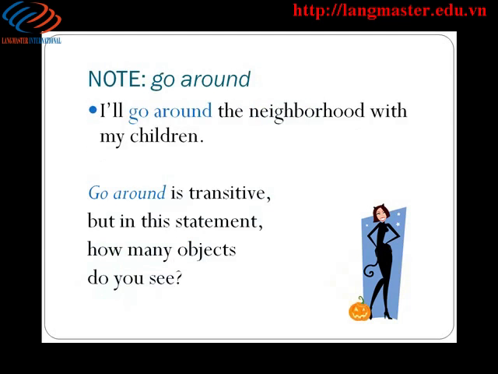I also want you to take a second look at this statement. I'll go around the neighborhood with my children. Go around is transitive, but in this statement, how many objects do you see? Well, the neighborhood is the object of the phrasal verb. What about my children? That's the object of a preposition, with. I do not see with as part of the phrasal verb because it's not changing the definition. We're only adding information here. I could simply say, I'll go around the neighborhood. With my children is simply adding the information of who will be in my company.